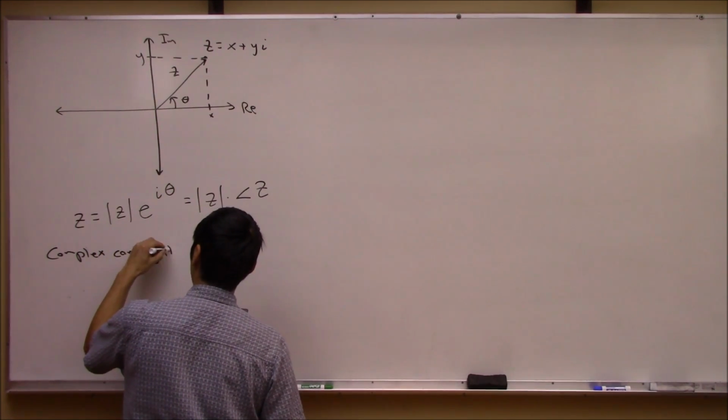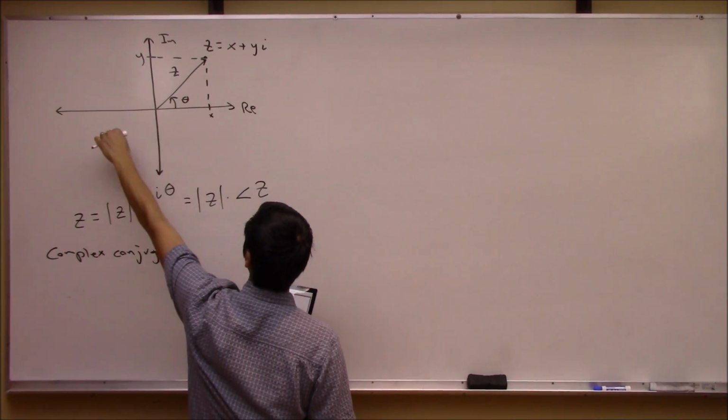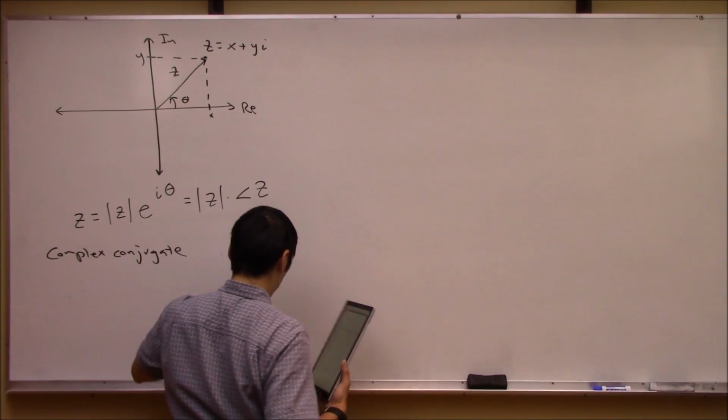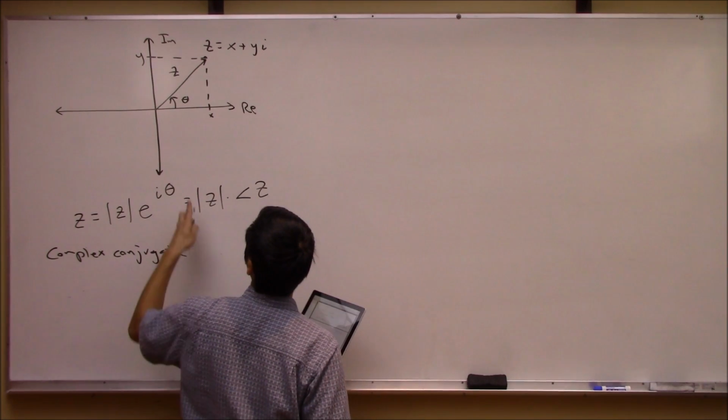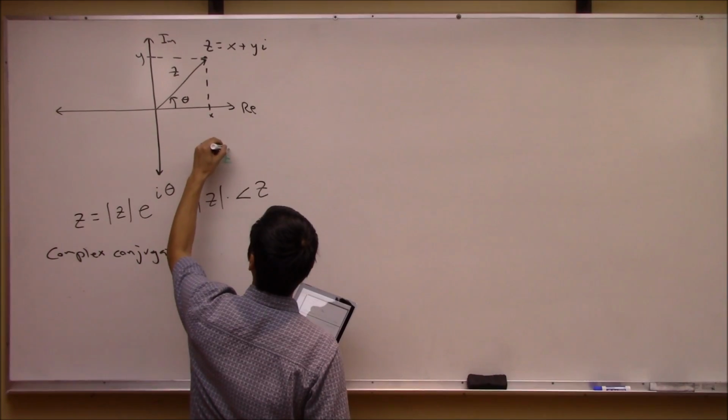And a complex conjugate of z is actually very simple. It's basically this vector z reflected over the real axis. So now it would look something like, let me draw it in another color, maybe green. So here is the complex conjugate of z. Let's denote that as z bar.